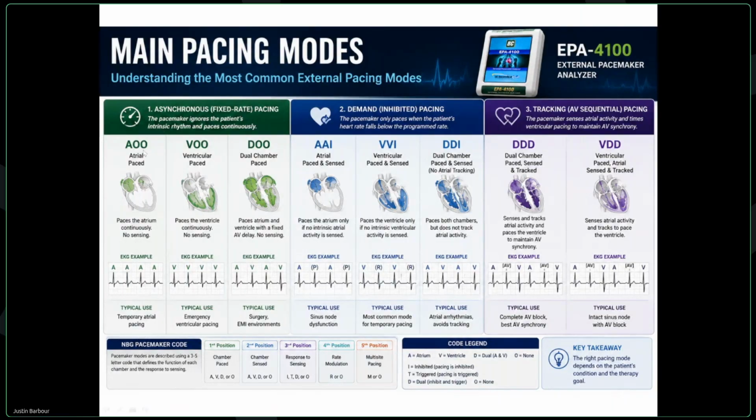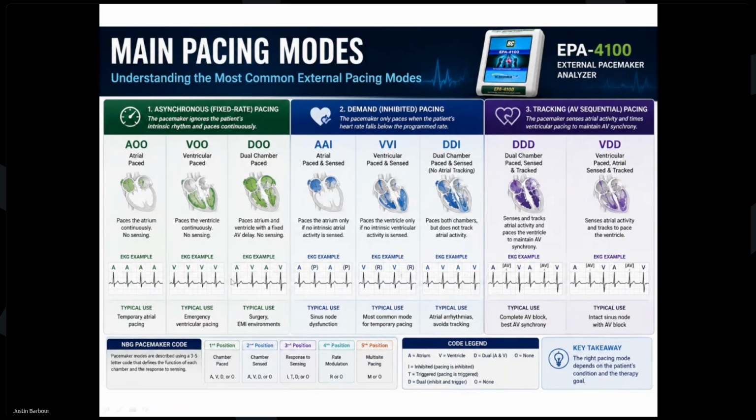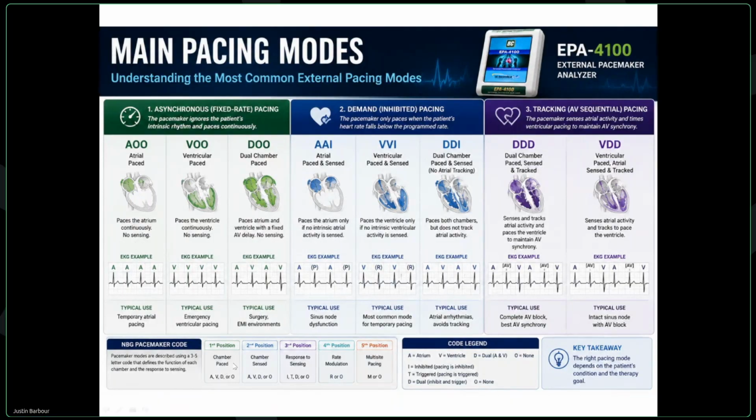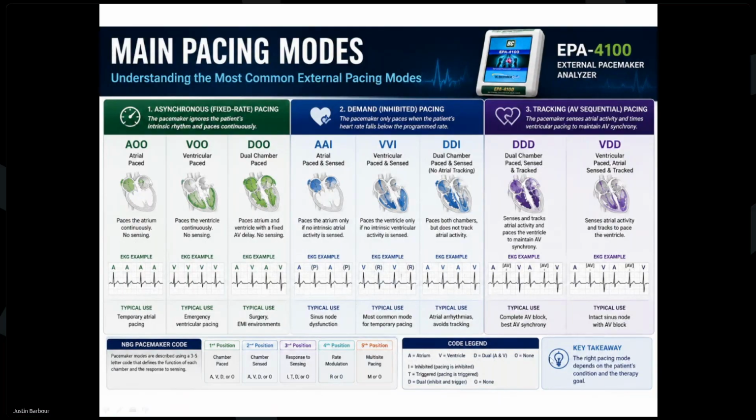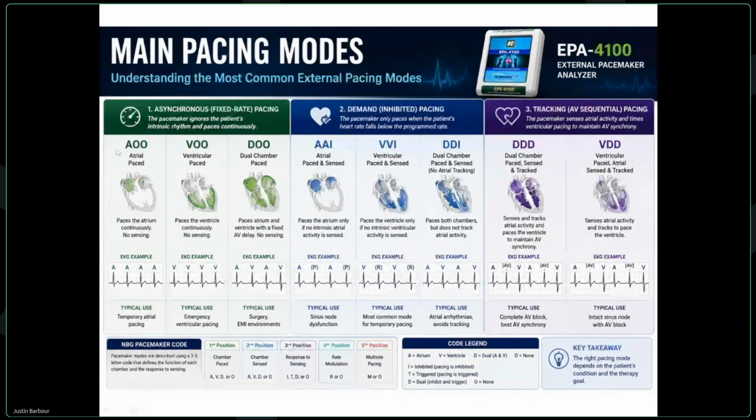So here I have AOO, where you can see it says it's atrial paced. The next one is VOO, where the ventricular is paced. We have DOO, where you have dual chamber. So every time we say AVD, notice there is a little bit of a legend down here. A is atrium, V is ventricle, D is dual, and O is none. Okay, so the first letter up here signifies what is going on.